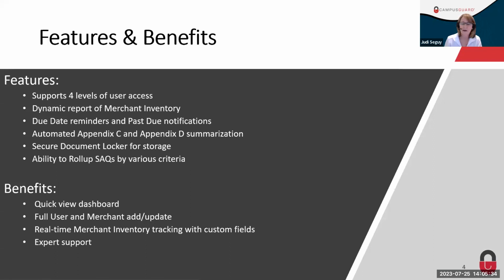So let's talk quickly about features. First of all, we can support 4 levels of user access. There is an enterprise level, like a city or a university system, a customer, which would be an individual college or hospital, and then the departments within that customer, and of course, multiple merchant level users associated directly with one or more areas where you're accepting payment cards.